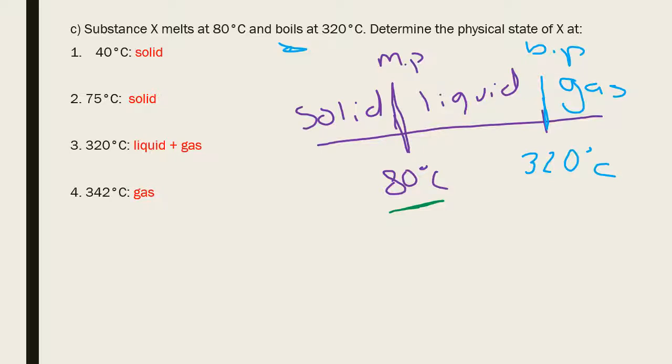At 320 degrees, okay, 320 degrees is this point here. So it's still in between liquid and gas. It's transforming into gas. This is why the answer is liquid and gas. At 342 degrees, this is right after 320 degrees. So at that point, our substance X is a gas.